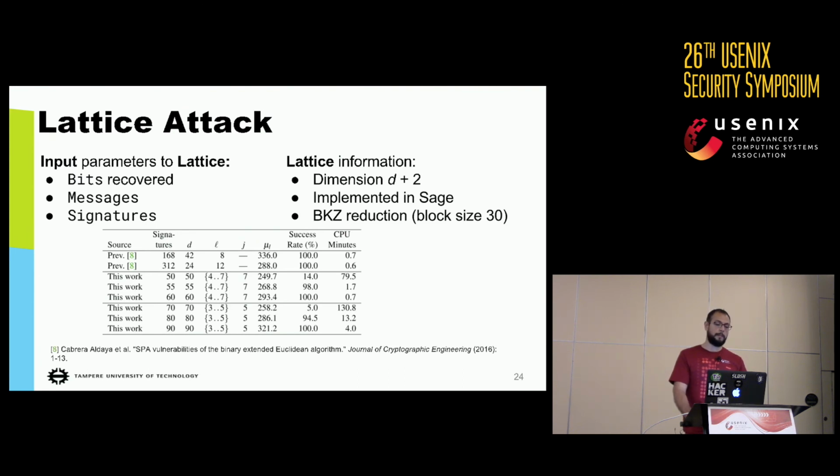So we input the bits, the messages, and the signatures into the lattice attack. And these are the dimension D+2. It was implemented in Sage using BKZ reduction. In our work, we use at least 50 signatures. Dimension was 50 plus 2, 52, and we managed to recover after 80 minutes the secret keys. So they were fairly good results compared to previous work, where the signatures were much more, even though the dimension of the lattice was smaller.